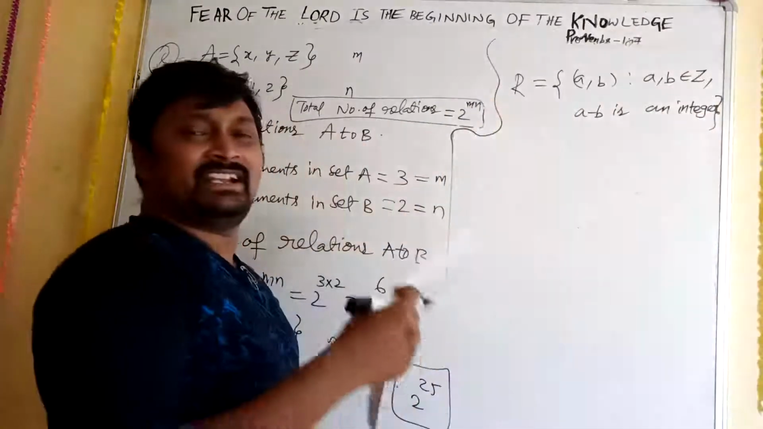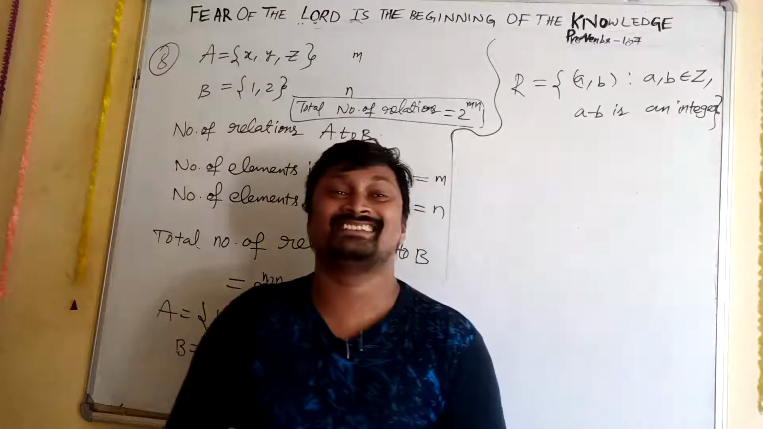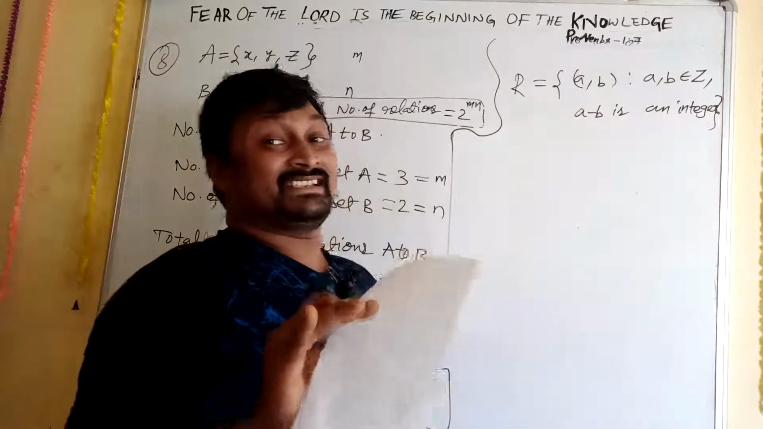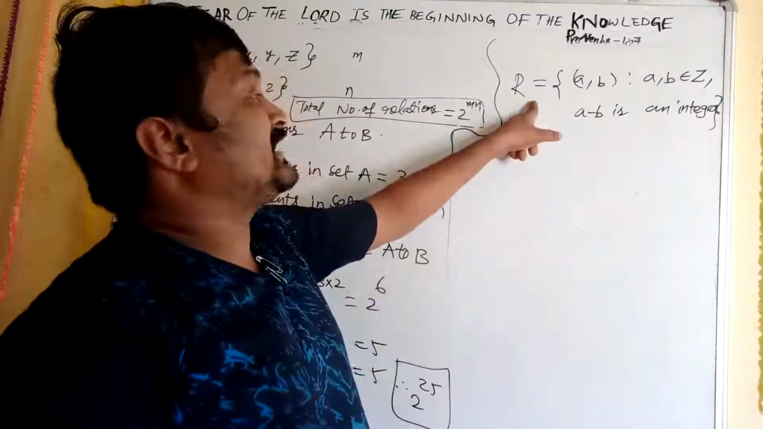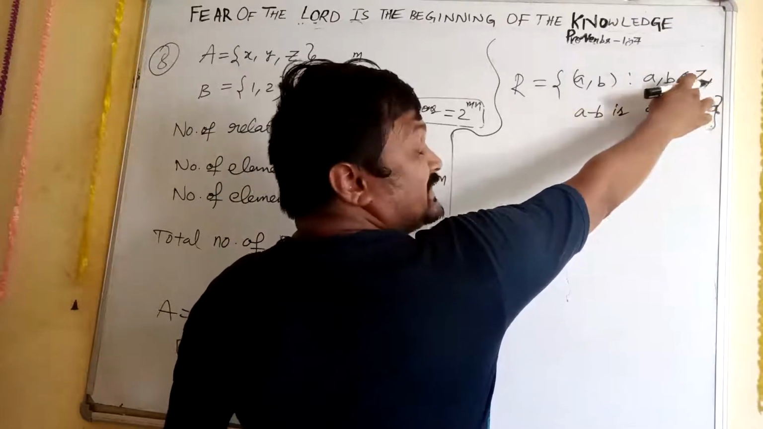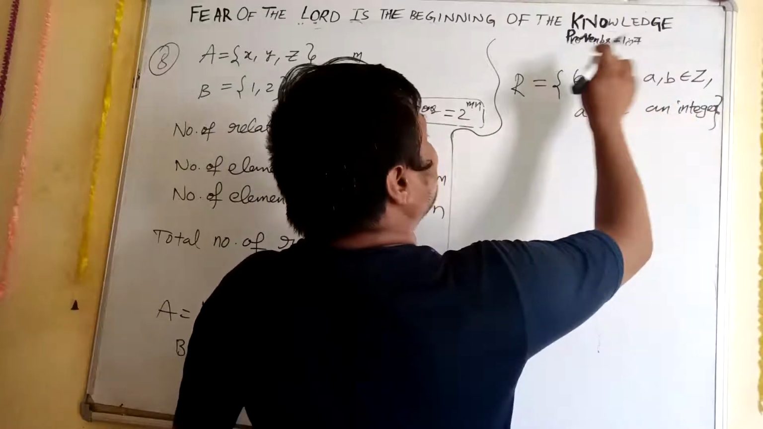So it is a very, very difficult question, I said, right? How difficult, just listen carefully now. Everyone listen to this carefully. R is equal to (a, b), where a, b belong to Z. Z is nothing but integers. a minus b is an integer, they have given.